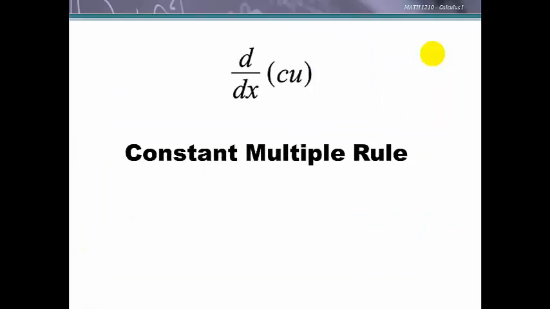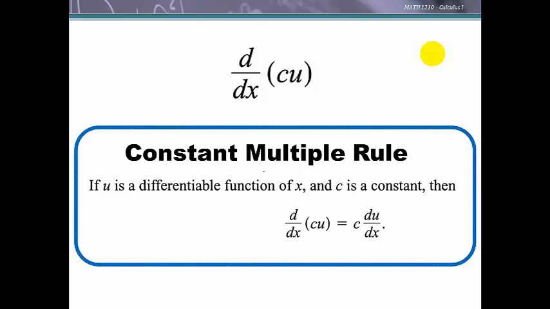Now we're going to look at the constant multiple rule. This should be fairly easy to see because we know we can write derivatives in terms of limits, and we know from our limit laws that if you have the limit of a constant multiplied by a function, you can do the limit first and then multiply the constant later. So if u is a differentiable function of x and c is a constant, then the derivative of a constant times this function is the derivative of the function multiplied by the constant. That's just essentially using that limit law.